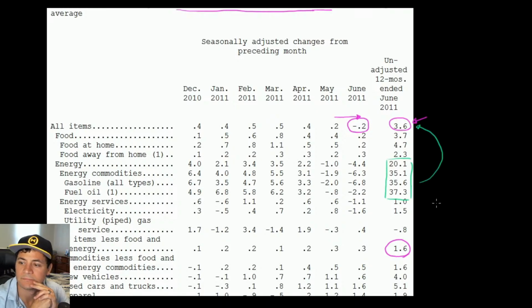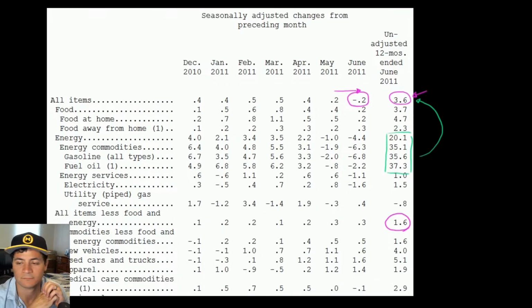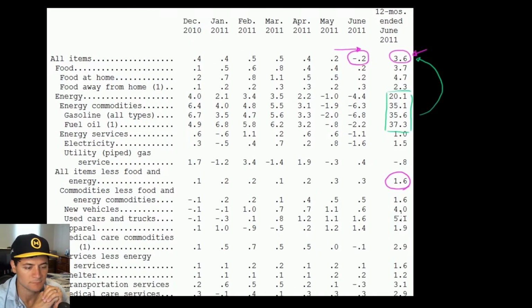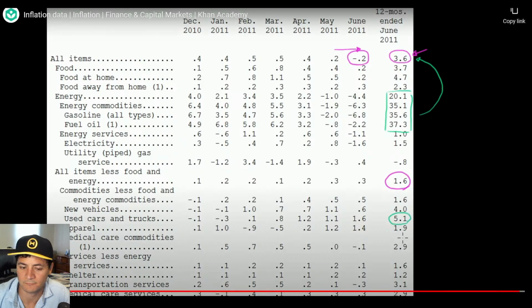If you take food and energy out of the equation, if you compare the basket of goods minus that, inflation was only up 1.6%. It's interesting, even within that, you can look at which products and services are getting a lot more expensive and which ones are getting cheaper. It's actually interesting that used cars and trucks are up 5.1%. That seems like a pretty strong price increase for used things.